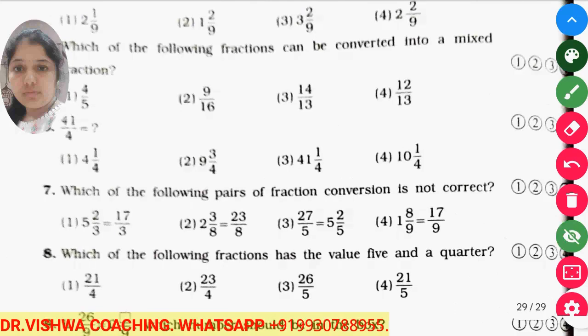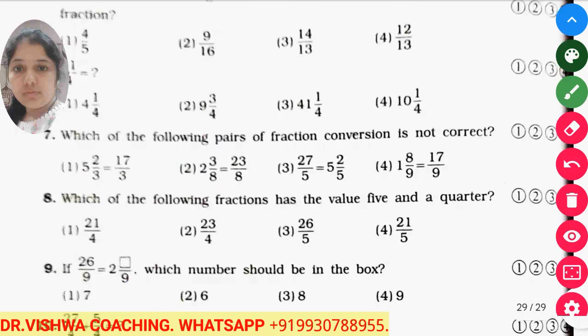Which of the following pairs of fraction conversion is not correct? Now we'll check. 5 2/3 is equal to 17/3. Now convert this into an improper fraction. 5 3s are 15 plus 2, 17, 17/3. So this is the correct one. 2 8s are 16 plus 3, it becomes 19, but here they had given 23. So this is not correct, so this is your answer. You can check the rest also.